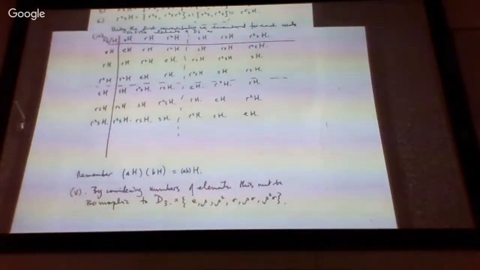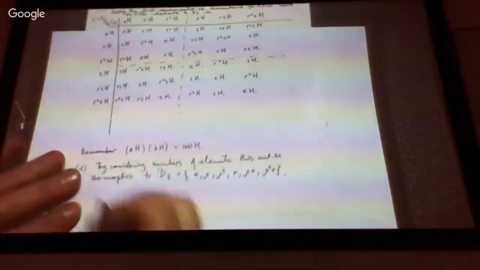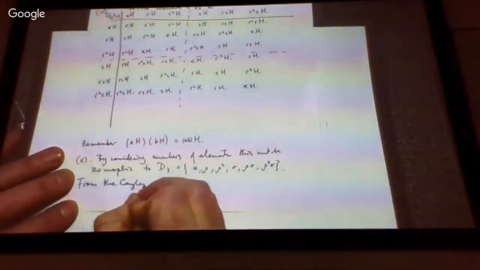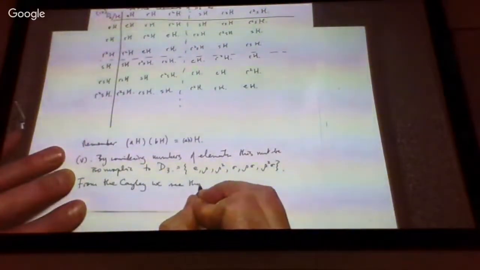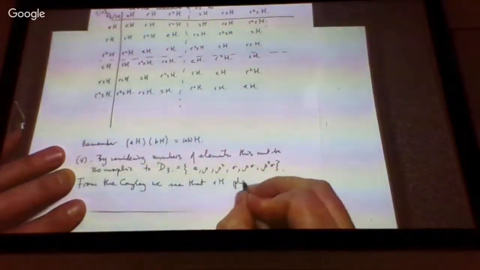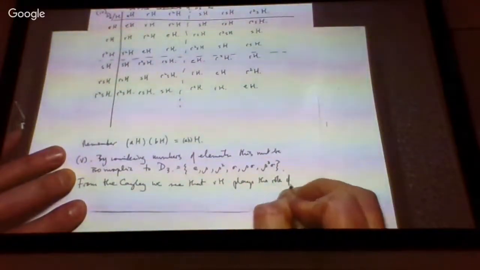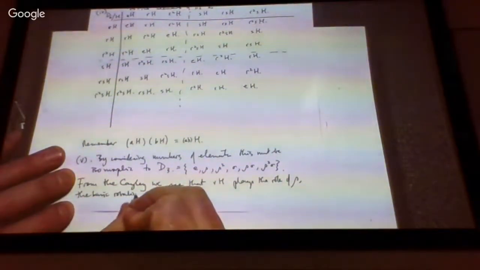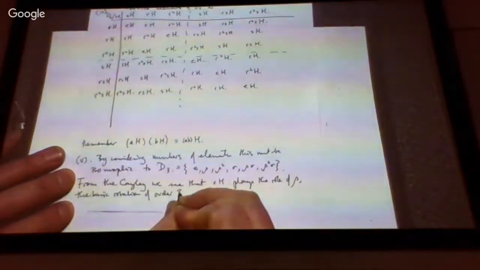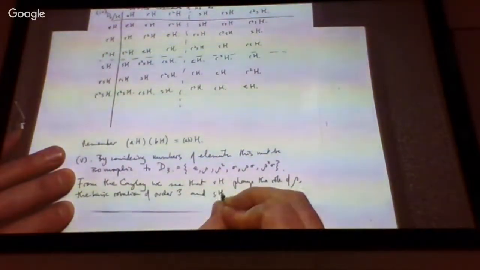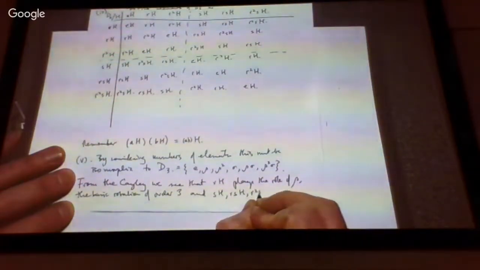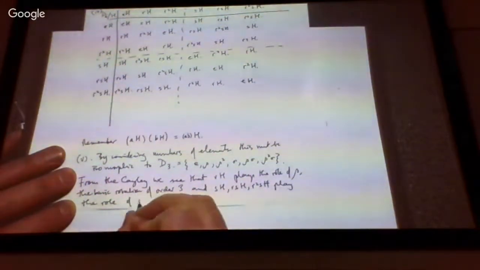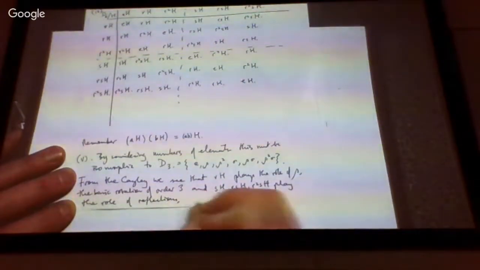So, well, we need to write something down. I'll just make some remarks about this. From the Cayley table, we see that RH plays the role of rho, the basic rotation of order 3. And SH, RSH, and R squared SH play the role of reflections, each of order 2.